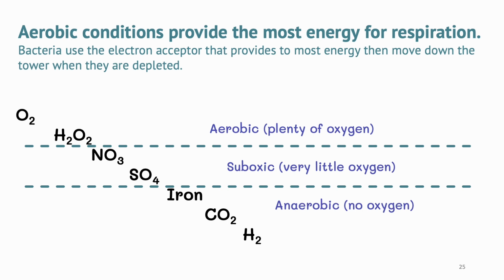Aerobic conditions provide the most energy for respiration, and bacteria use electron acceptors that provide the most energy and move down the tower as they're depleted. For example, the aerobic oxidation of glucose can produce close to 3,000 kilojoules per mole of glucose. That's a lot of energy, right? Now, sulfate reduction can produce close to 500 kilojoules a mole, which is significantly less than what it can with glucose metabolism. You can see the difference in how energy sources can grow a diverse array of microbes. Now we'll go over carbon, nitrogen, and sulfur metabolism in depth as it relates to the Aiptasia microbiome.